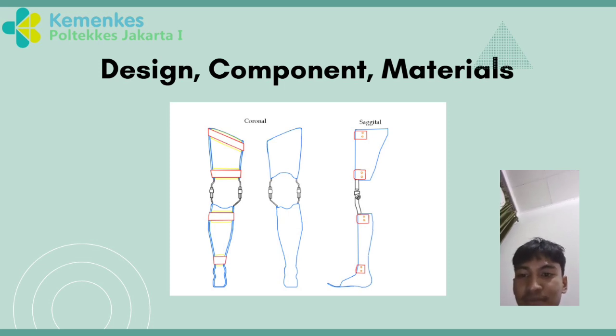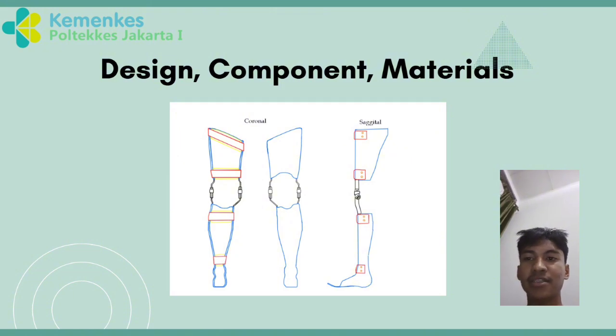For the materials that we use, PE plastic 4 millimeters, and then aluminum steel for the sidebars and for the knee axis, and then we use straps and buckles.